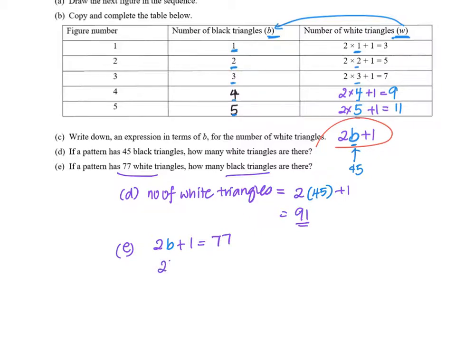So now I'm going to group the like terms together. 77 minus 1 gives you 76. 2B is 76, divide by 2 to get B. Taking 76 divided by 2, that is the number 38. So there will be 38 black triangles.